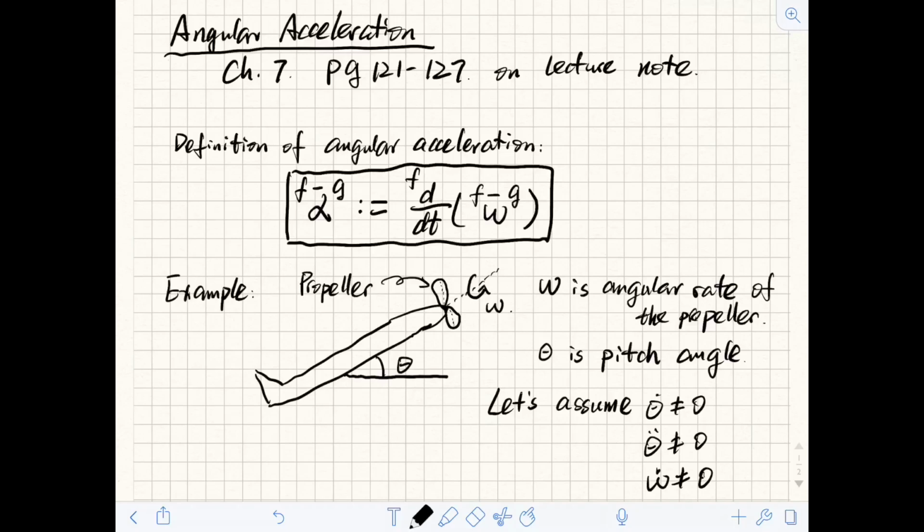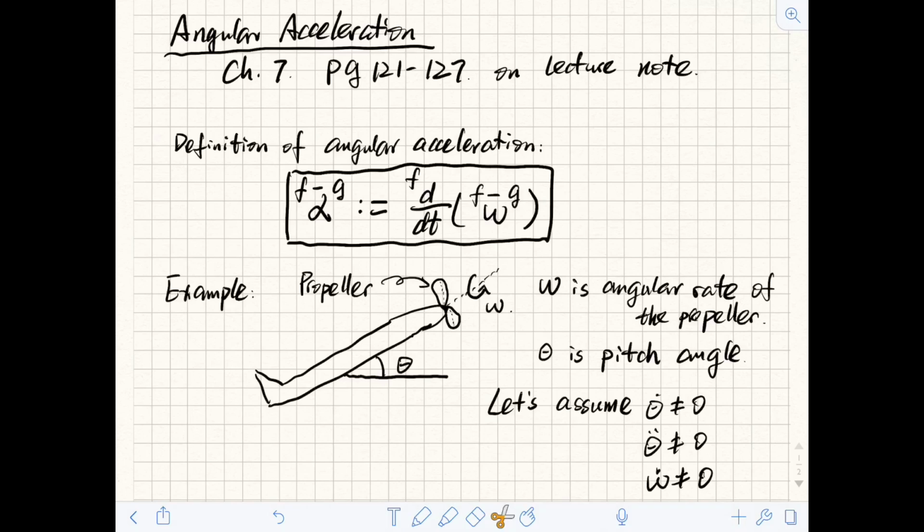In this video, we're going to talk about angular acceleration. This is the material on chapter 7 on the lecture notes from page 121 to 127. Let's start with the definition of angular acceleration.